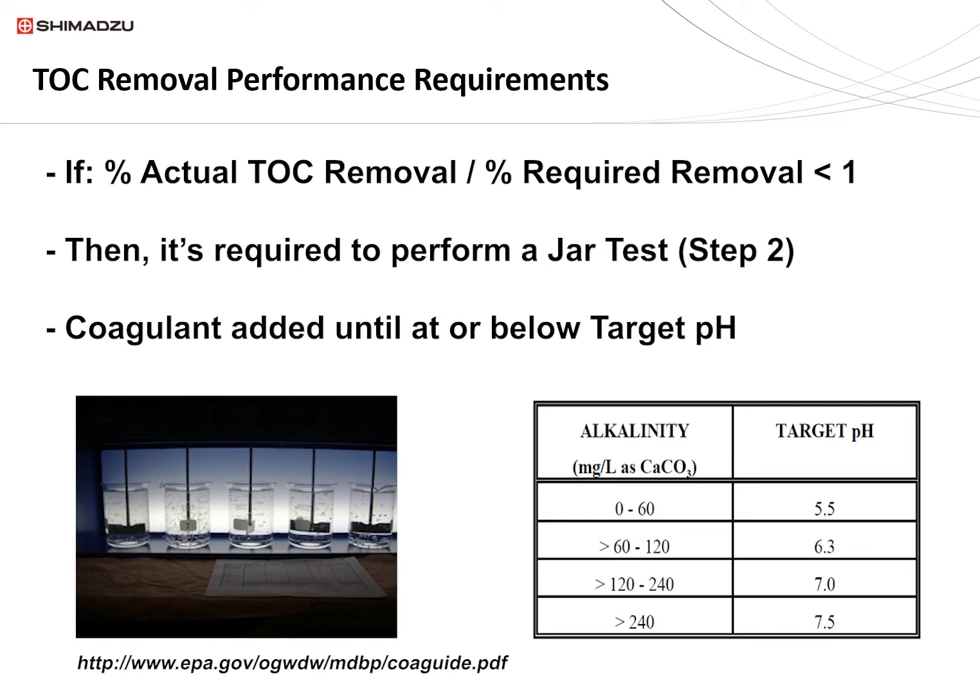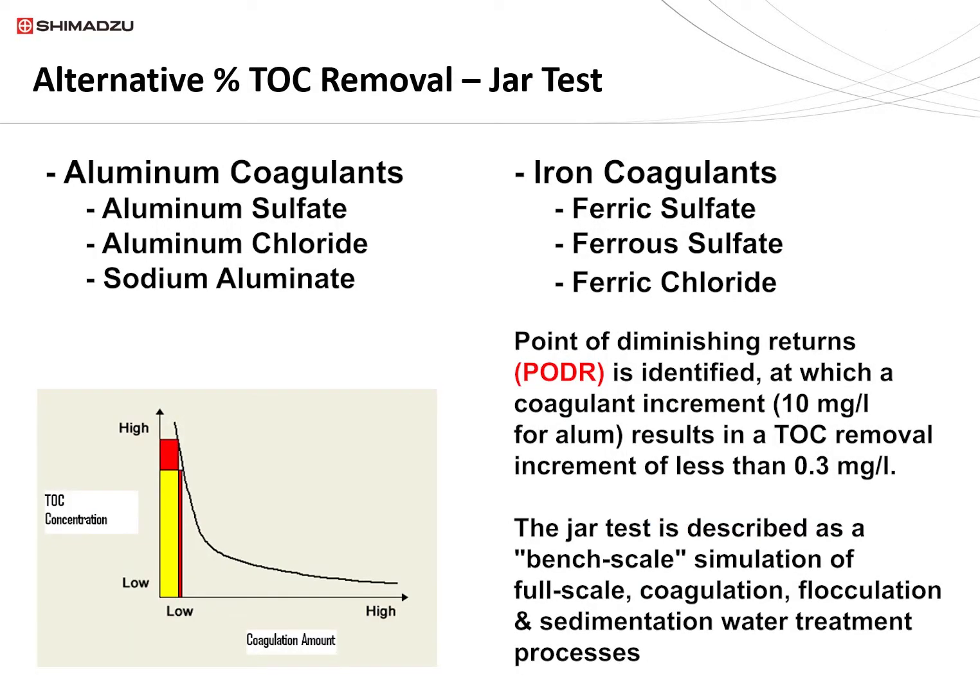Coagulant is added in 10 ppm increments of alum or equivalent salt until the target pH is reached based on the alkalinity. The jar test is a bench scale simulation of the full scale coagulation, flocculation, and sedimentation of a water treatment process. The point of diminishing returns, or PODR, is when adding 10 ppm alum results in a TOC reduction of less than 0.3 ppm.